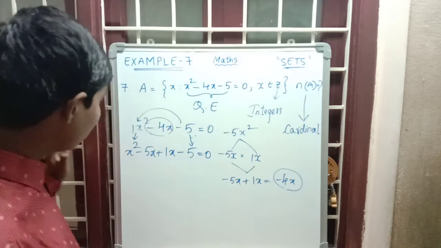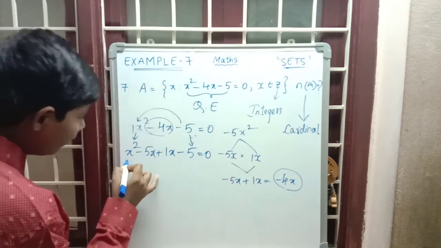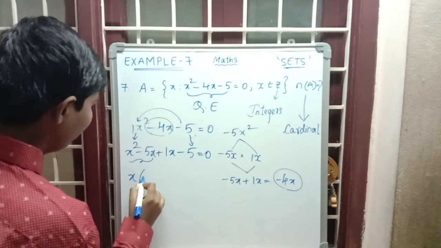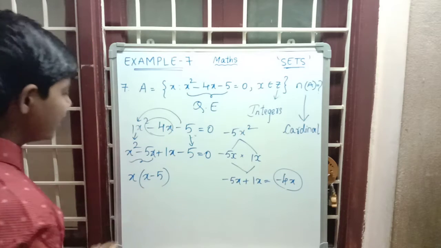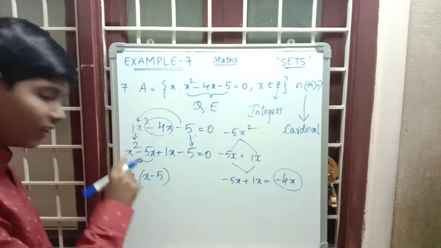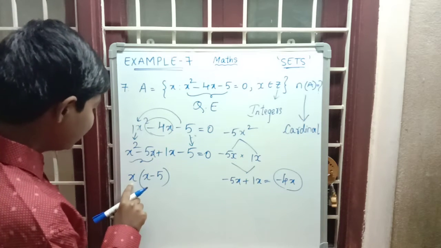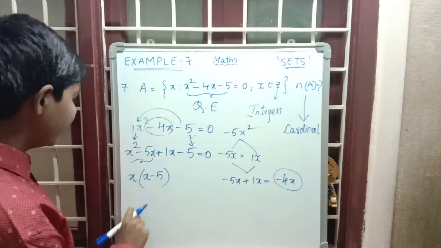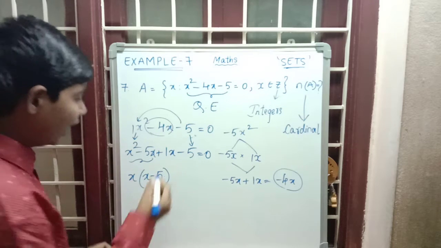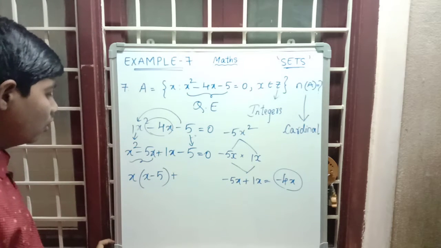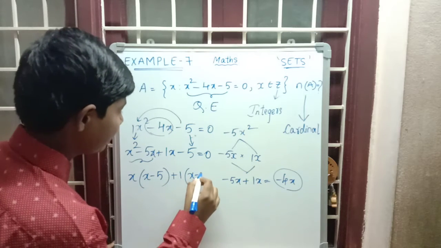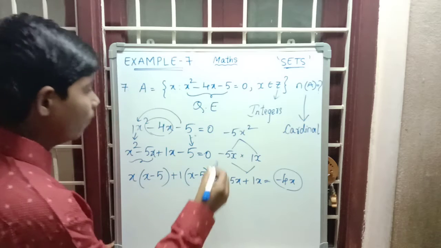Okay, next how to do: from both of these we can conclude x is common. If we take x common from both, x common means x into x square came, again minus x into 5, 5x, or 5 into x, 5x. Again here plus. So this x minus 5. Here taking 1 means x minus 5 is equals to 0.